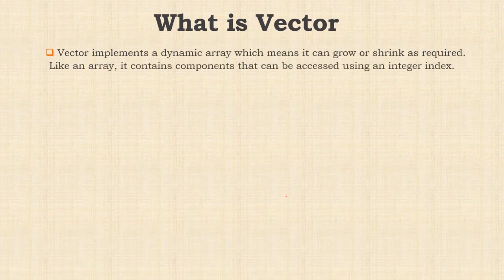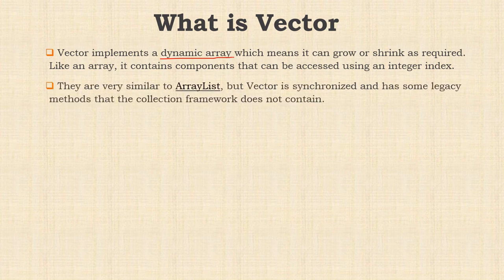So now we are going to describe vector. Vector implements a dynamic array, which means it can grow or shrink as required, like an array. Its components can be accessed using an integer index. So we can store elements index-wise, get them by index, and read them by index. Internally it follows a dynamic array, a growable array, you can say.